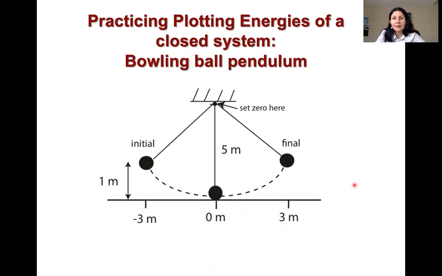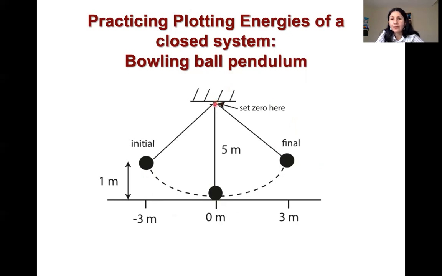So now we'll do two things a little bit differently. First, we want to set the 0 up there. It's still the same bowling ball problem. Nothing has changed except I'm putting some numbers here. But now let's set our origin, or the y equals 0, at the top, at the location where the rope is attached to that ball.